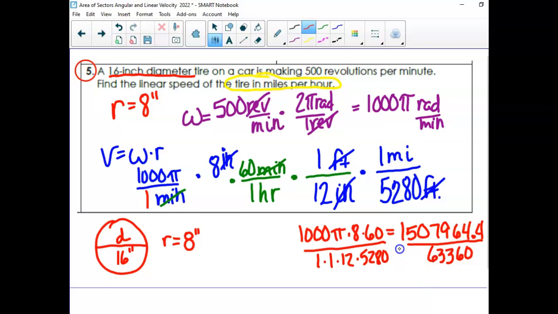Just divide those. And I didn't have room for my labels here, but the only labels left were miles on the top and hours on the bottom. So what did you get when you divided? Anybody? A little louder. 23 point.